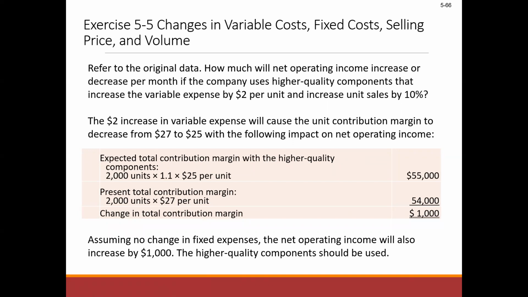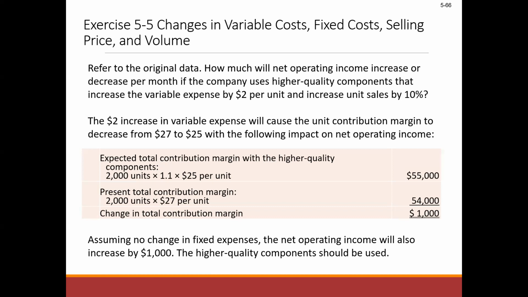What if this company uses higher quality components that increase the variable expense by $2 per item and increase unit sales by 10%? So we know the contribution margin is going to decrease, right? Because we're adding to our variable expenses. So the contribution margin is going to go now to 25 bucks a unit from where it was at $27 a unit.